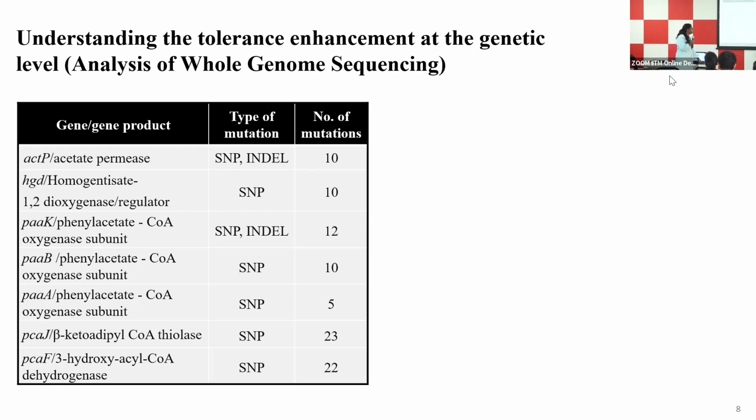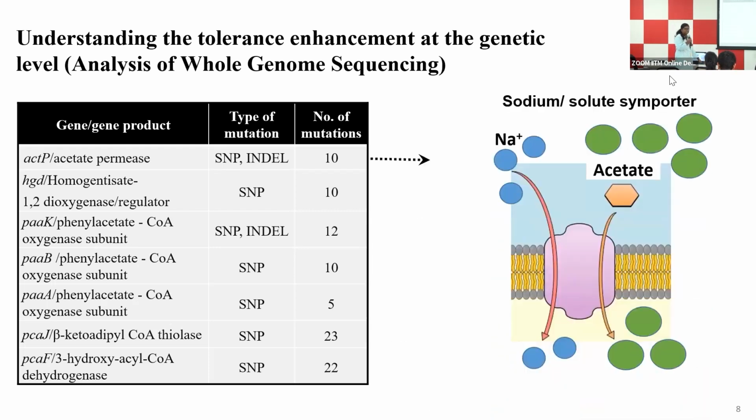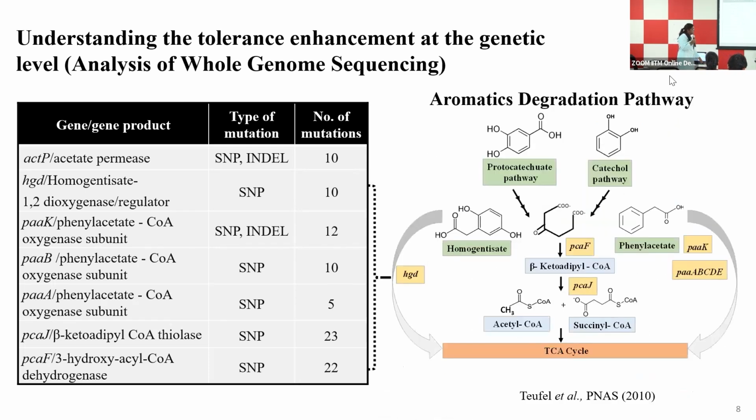So we just had some of them as targets: the acetate importer, which was responsible for the transport of acetate molecules into the cell. There were mutations, which were SNPs and indels, and there were also mutations in regions of regulators, HGD, and also mutations in degradation of phenyl acetate.